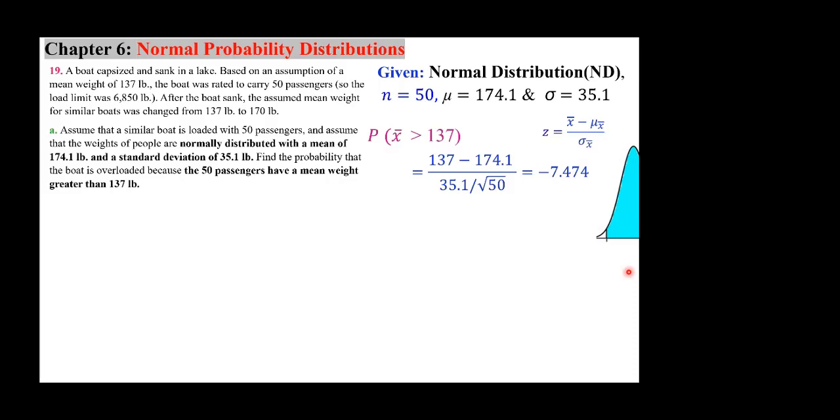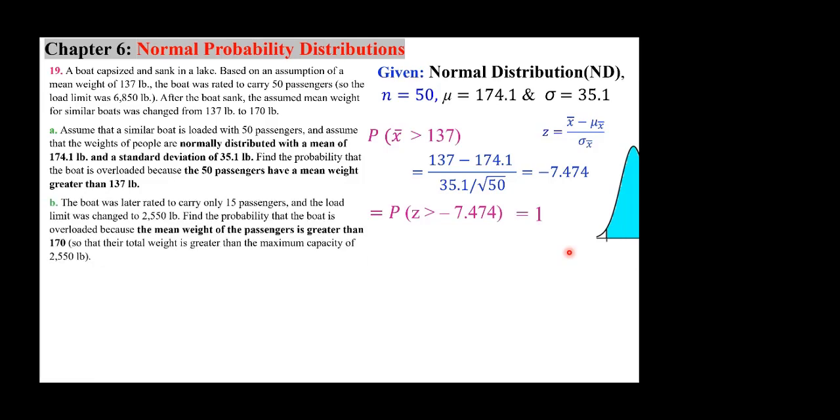When we go beyond 3 standard deviations, it's a lot more than 99.7%. So this is minus 7.474. So it's 100%. It's 1. You can use technology or the table, and it pretty much gives you the same answer, 1.